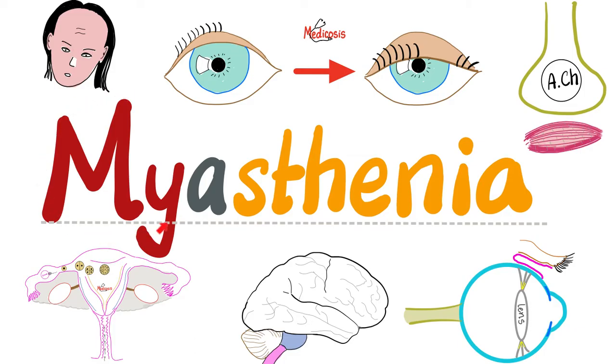What does the word myo mean? Myo means muscle. What does A mean? A means no. What is sthenos? Sthenos is strength. So myasthenia means there is no strength in my muscles, i.e. muscle weakness. And let me tell you something, anytime you find drooping of the eyelid, whether it's unilateral or bilateral, in a young adult, this is myasthenia until proven otherwise.